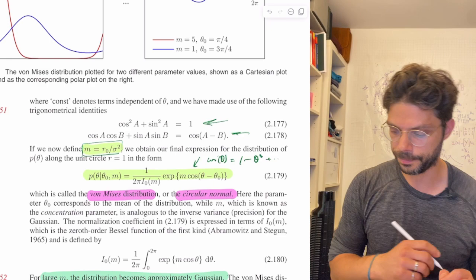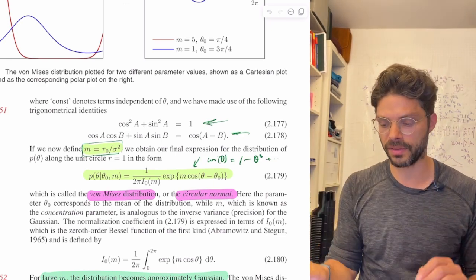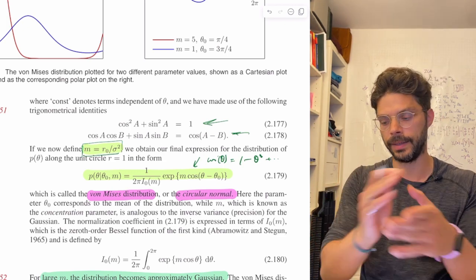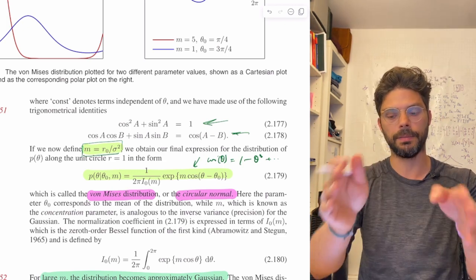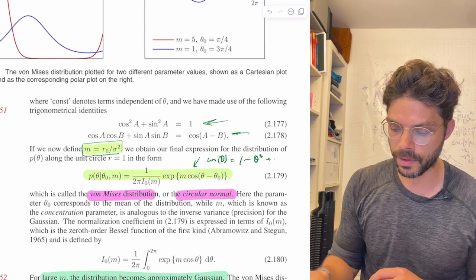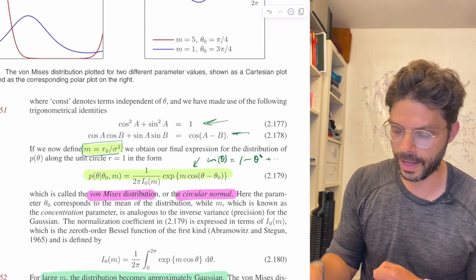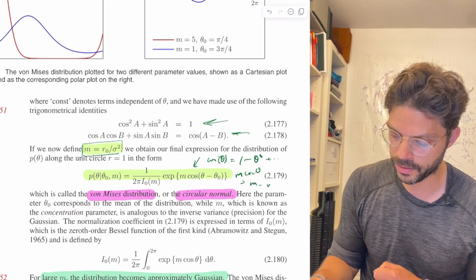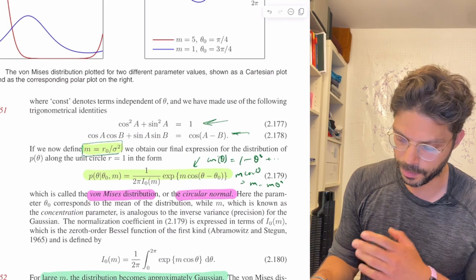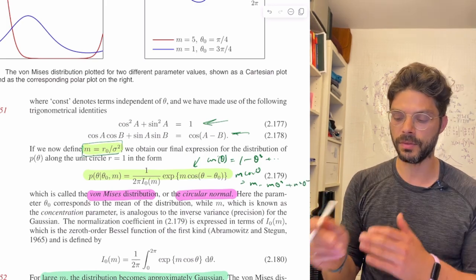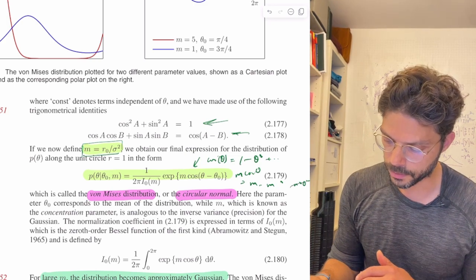So around its peak, around theta naught, it's going to look like a parabola. For very large m, if you multiply that m in there, you'll get m cosine of theta equal to m minus m sigma squared, and then maybe there'll be other terms, m squared sigma to the 4th, whatever.